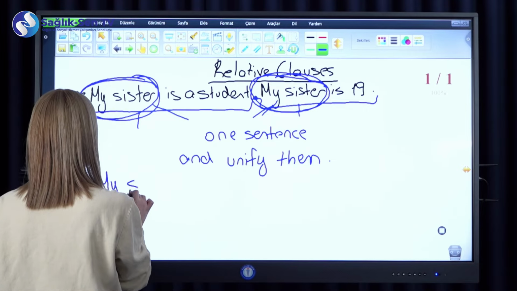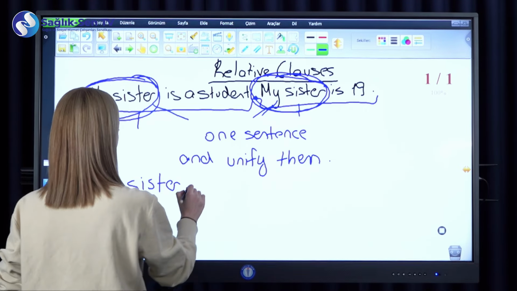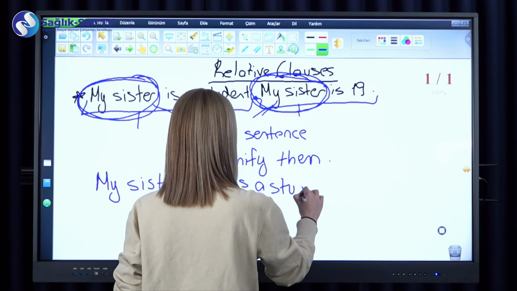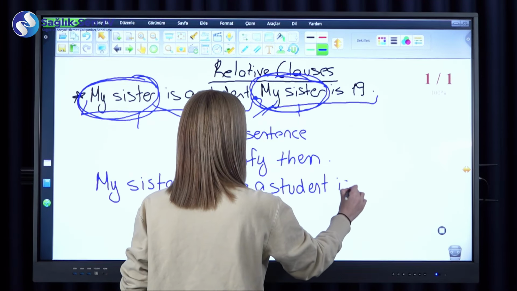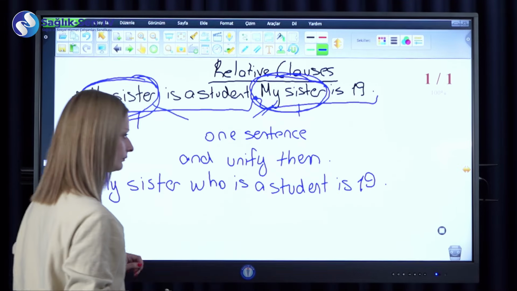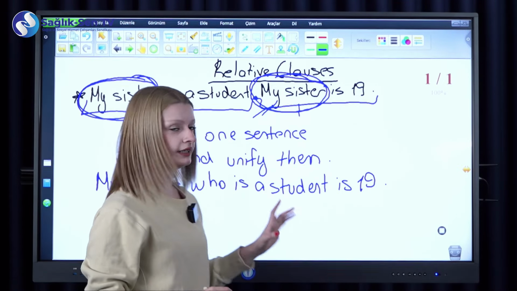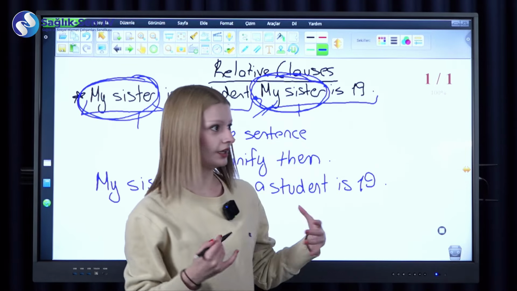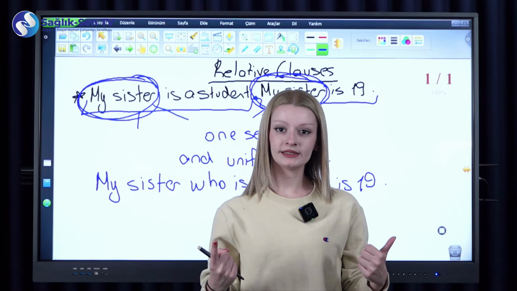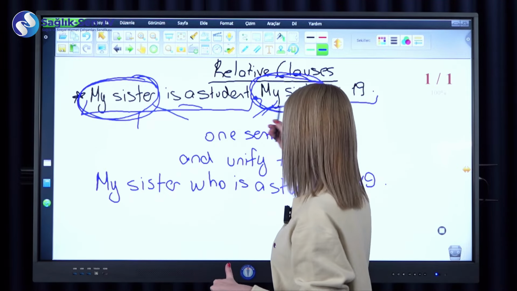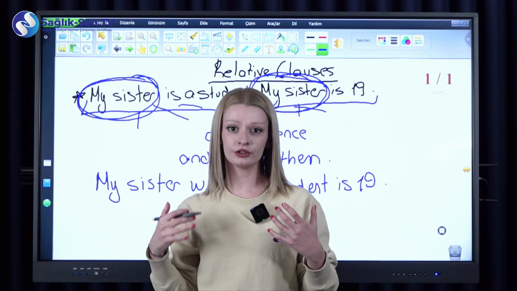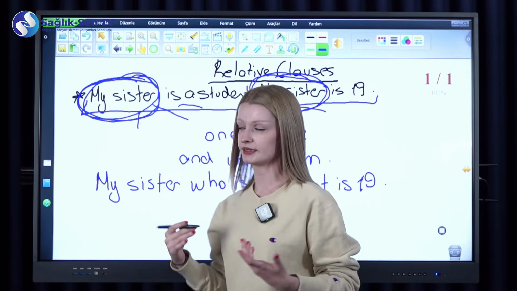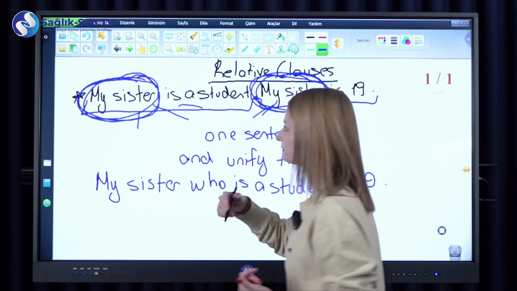For example, my sister, who is a student, is 19. Like this, I united the sentences, and it can be easier to build one sentence instead of two different sentences. And we don't have to say the same thing. We don't have to repeat the same thing again.